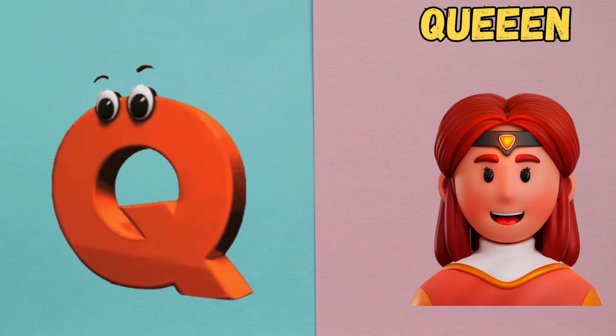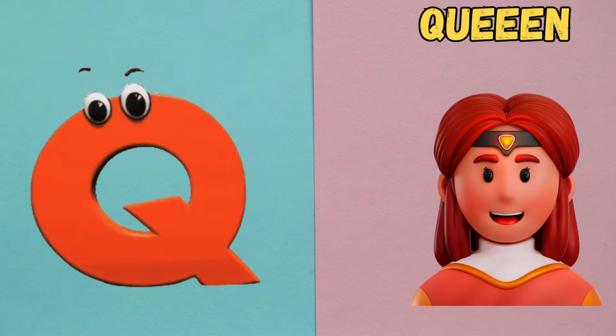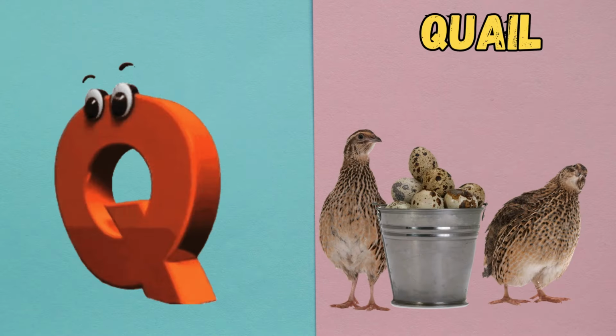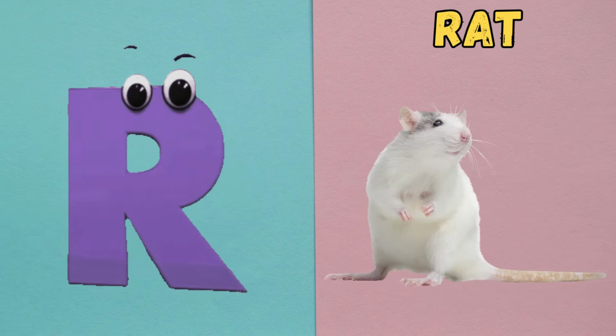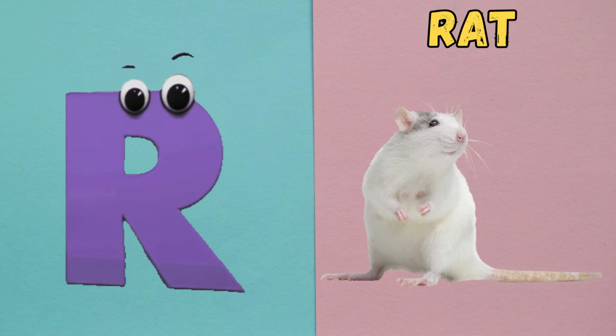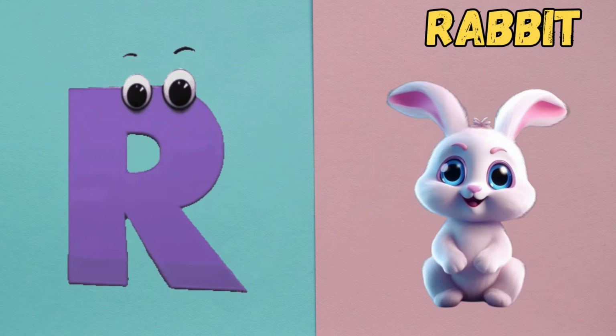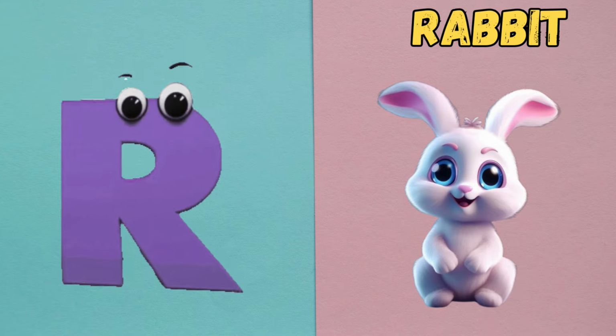Q is for queen, k, k, queen. Q is for quail, k, k, quail. R is for rat, r, r, rat. R is for rabbit, r, r, rabbit.